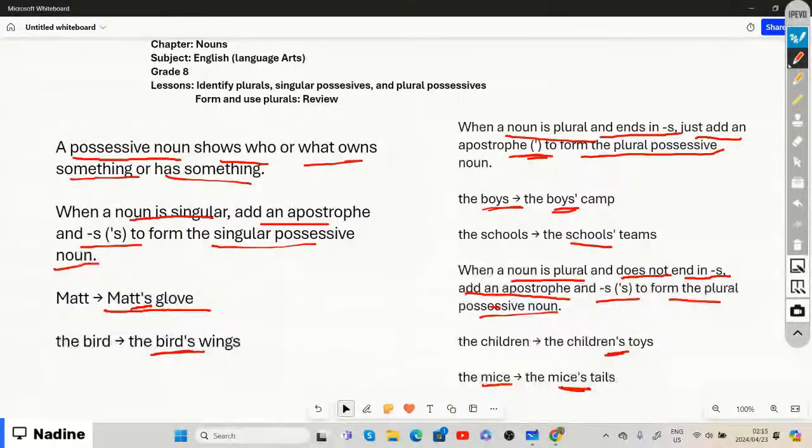That shows possession. It shows who or what owns something, or it shows who has something. It's like saying we're showing possession. It's like mine, it's yours, right?